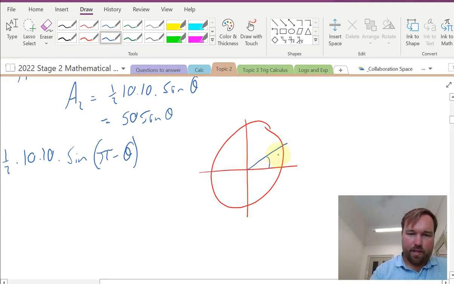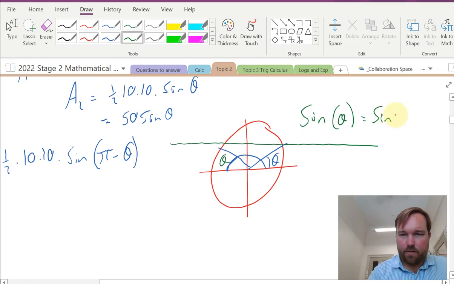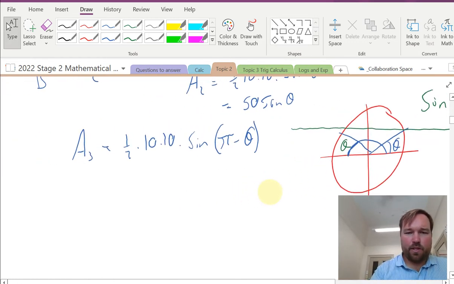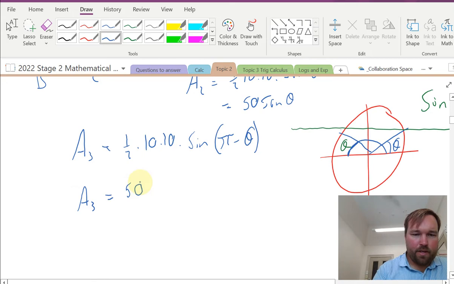If this here is theta, pi take theta is going to have the same height. Because of this, we can say that sine theta is equal to sine of pi take theta. So this portion here is sine of pi take theta, meaning the third area is equal to 50 sine theta.